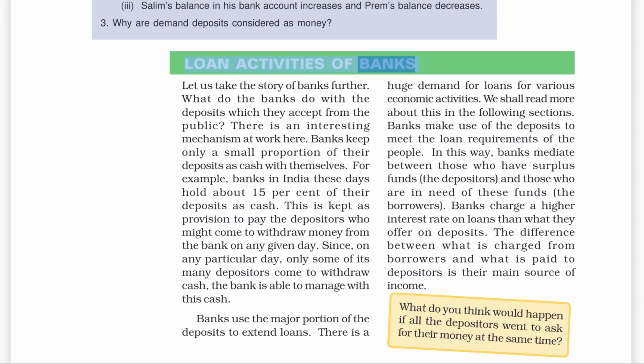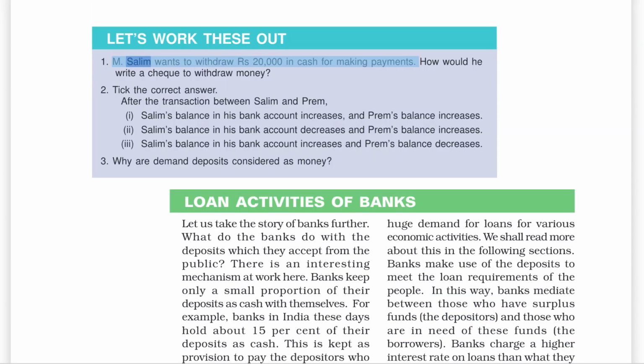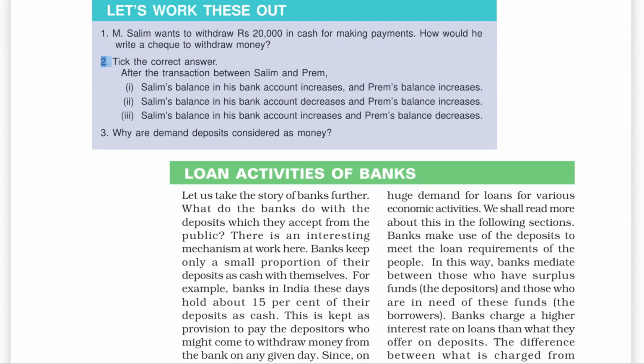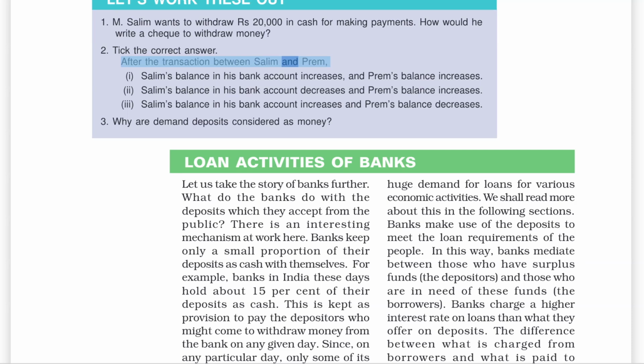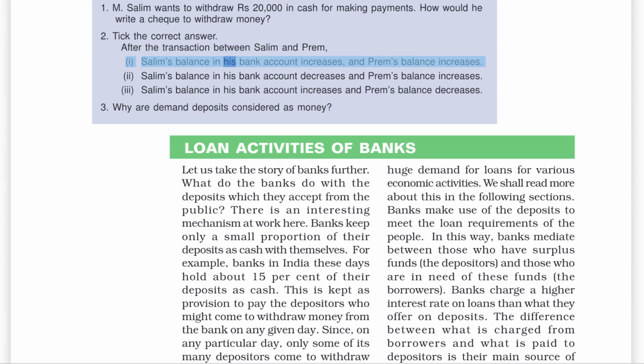Loan activities of banks. 1. Salim wants to withdraw 20,000 rupees in cash for making payments. How would he write a check to withdraw money? 2. Take the correct answer. After the transaction between Salim and Prem, Salim's balance in his bank account increases and Prem's balance increases.